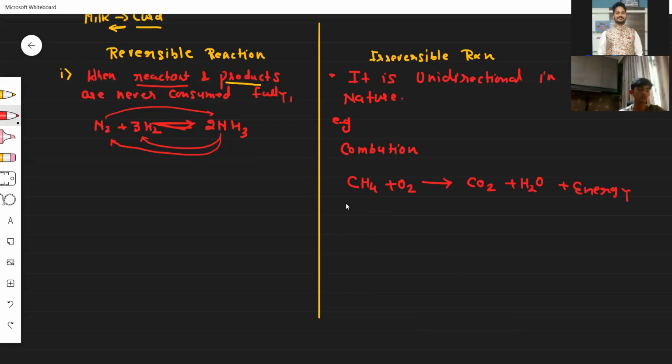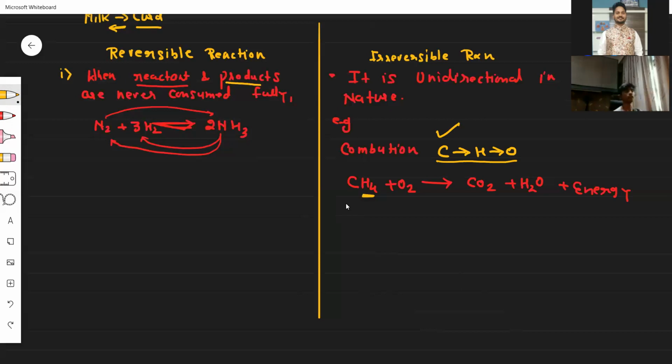What is the balancing order of a combustion reaction? First you have to balance C, then you balance the hydrogen, then you balance the oxygen. This is the balancing order. When balancing any combustion reaction, you have to follow this sequence only. Can you give me the number of carbon here? On the reactant side it is one, and on the product side carbon is also one. So carbon is balanced. Now we need to check the hydrogen. How many hydrogen are there here? Four.